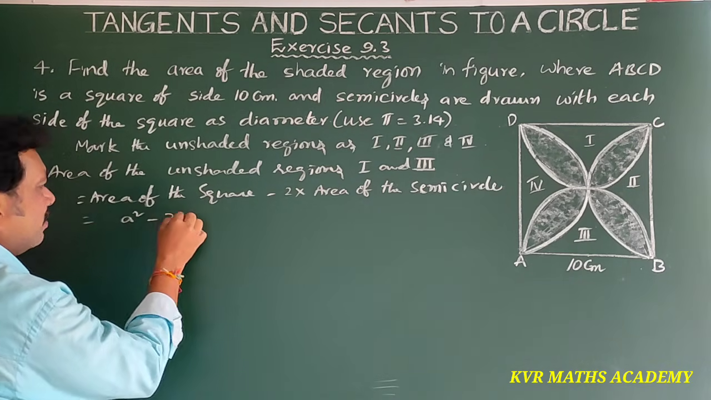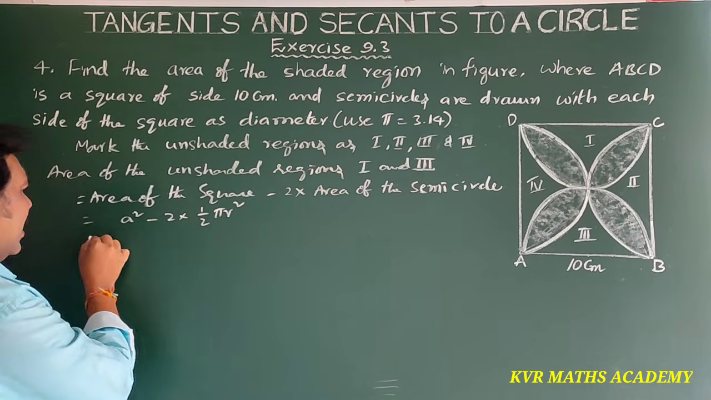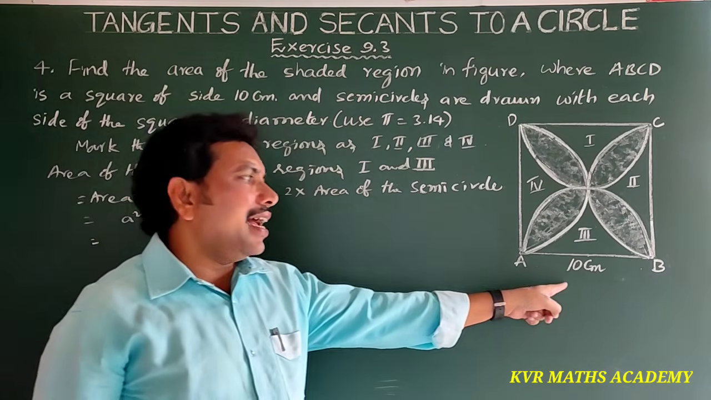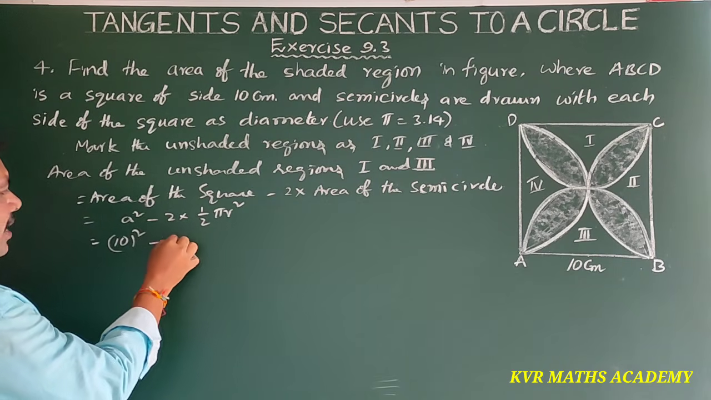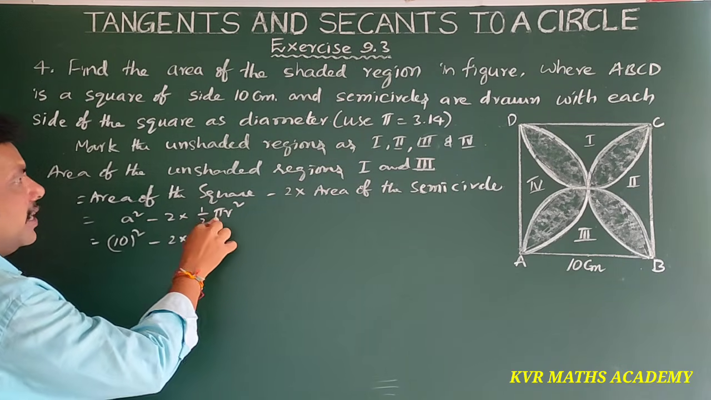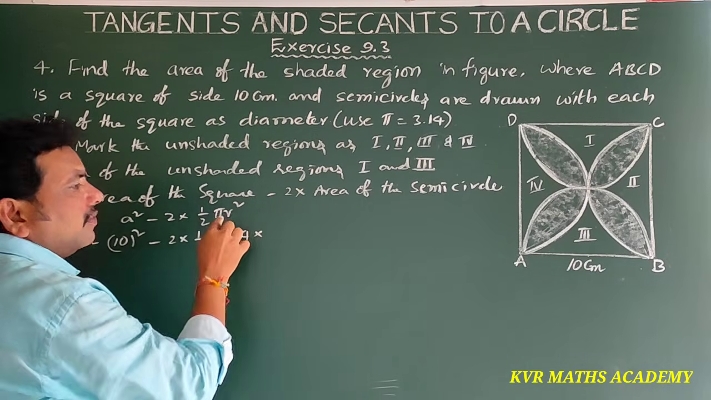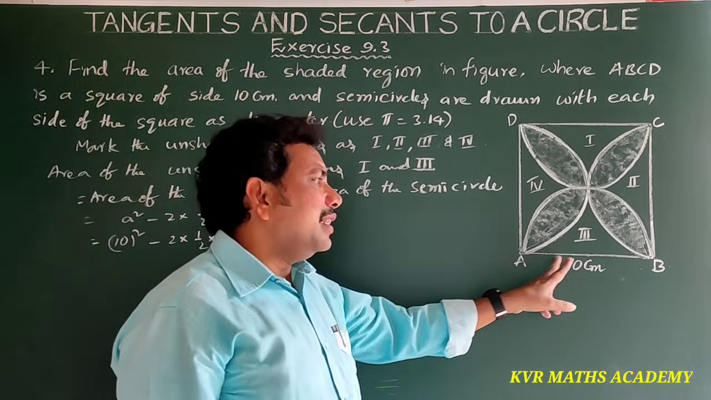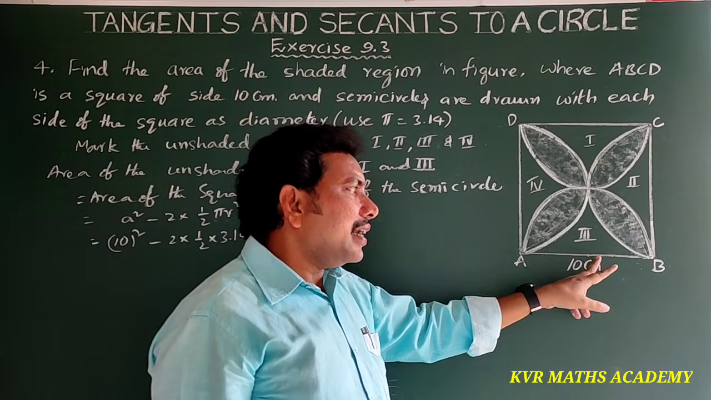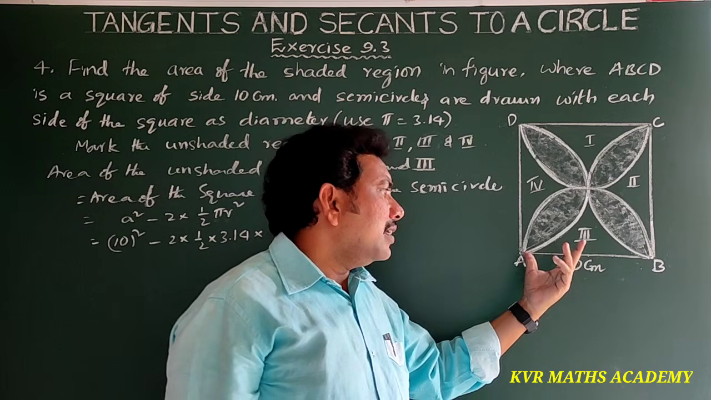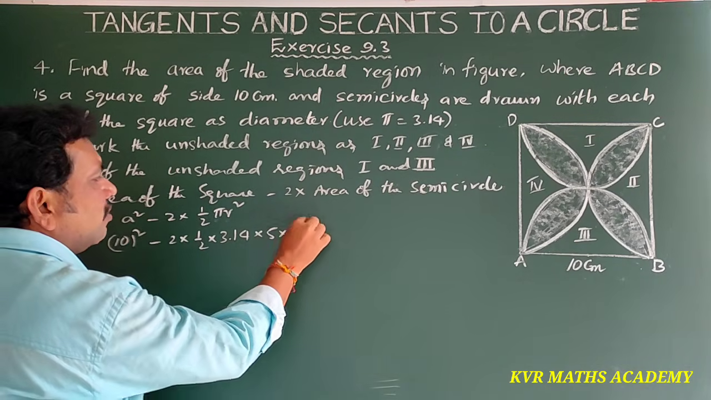Yes, 2 into area of the semicircle is 2 into half pi r square, isn't it? Here a is how much? The side is 10 centimeters, which means 10 square minus 2 into half into pi r square. Use 3.14 for pi. Radius how much? This side is the diameter, so now we have to take according to the problem. Radius is equal to half of diameter, that is, yes, 5 centimeters. So 5 square means 5 into 5.